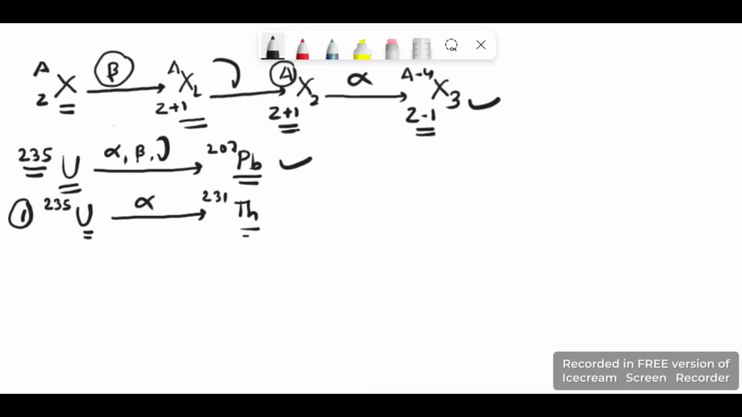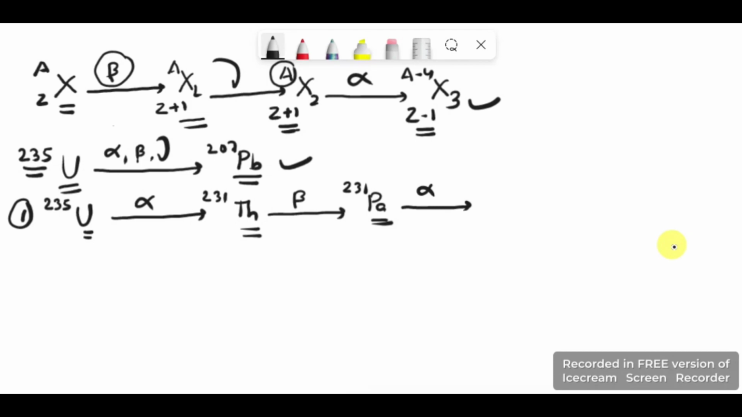And again this thorium undergoes a radioactive decay, and during this process a beta particle is emitted. Okay, and as students, we know that during the emission of a beta particle, the atomic number increases by 1 and the mass number remains unchanged. So we get a new product, and the name of this product is protactinium. So the mass number remains the same, but the atomic number increases by 1. Now once again this protactinium undergoes a radioactive decay, and during this process an alpha particle is emitted.